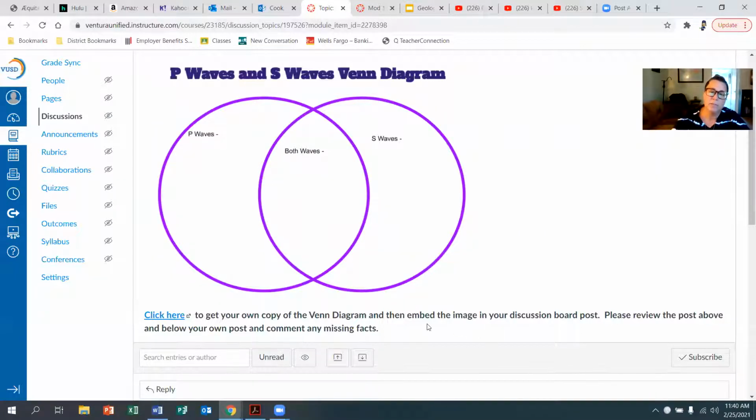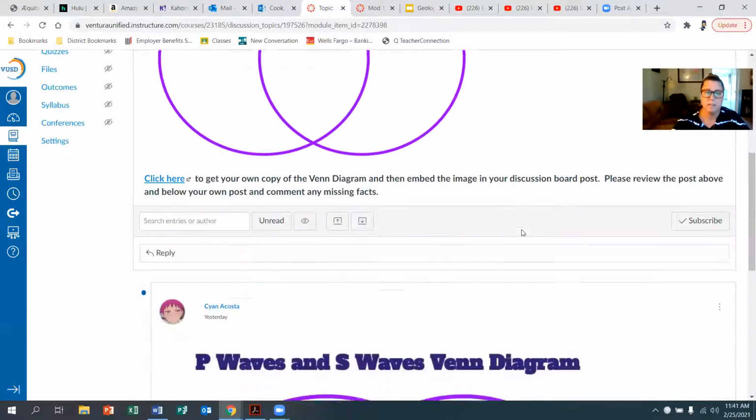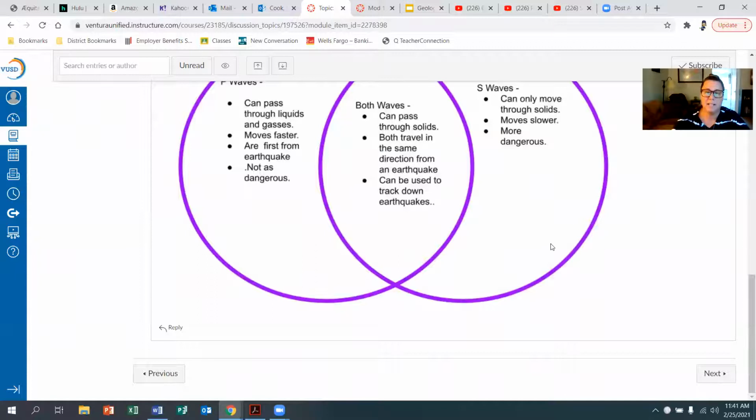Then what you're going to do is embed the image in the discussion post. So you're going to be creating another discussion. Once you put your Venn diagram into the discussion section, you will then comment on either the post above you or below you about any of the facts or if they're missing any facts, right? So we've had Cyan do this already. Good job, Cyan.